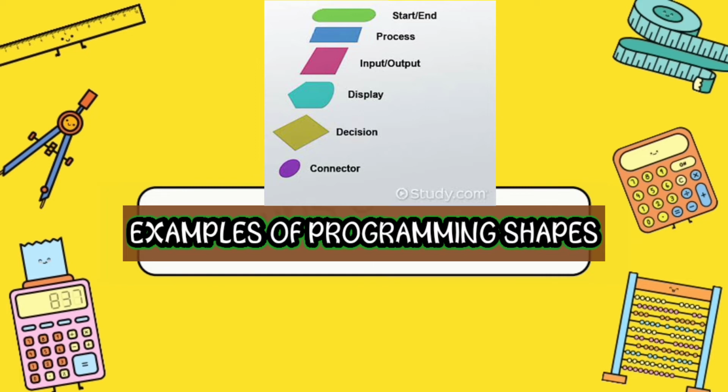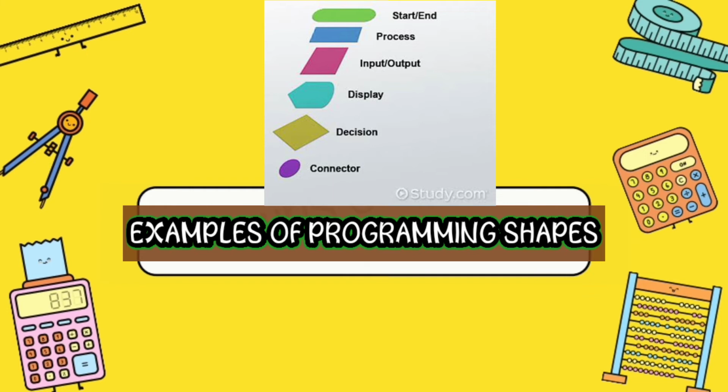The first one here, we have the start, which is also known as the end. We have the process. Then we also have the input and output. We have the display. We have the decision. We have the connector. These shapes help to prepare a flow chart. These shapes help the programmer to prepare a flow chart. Don't forget, a programmer is a person who creates computer programs, who is known as a software developer or software engineer.